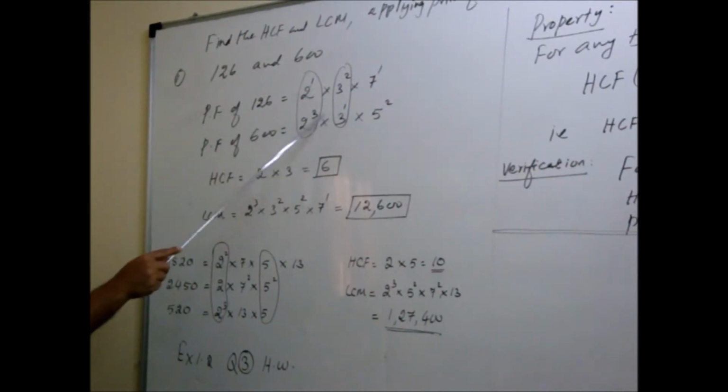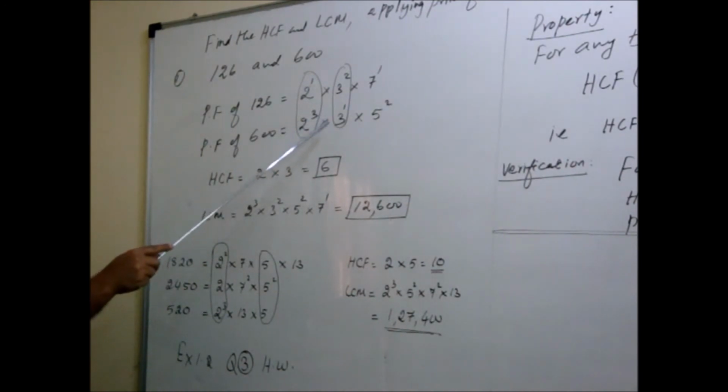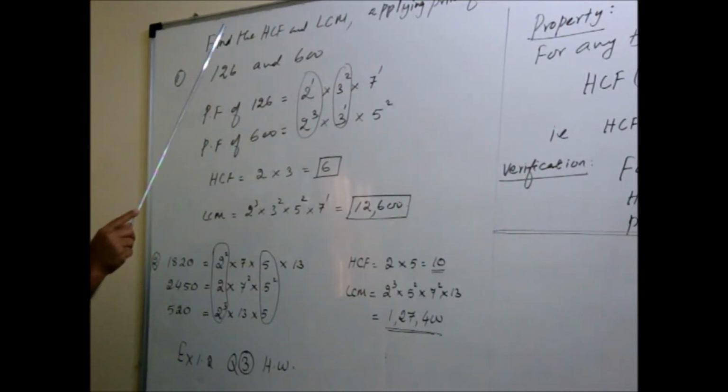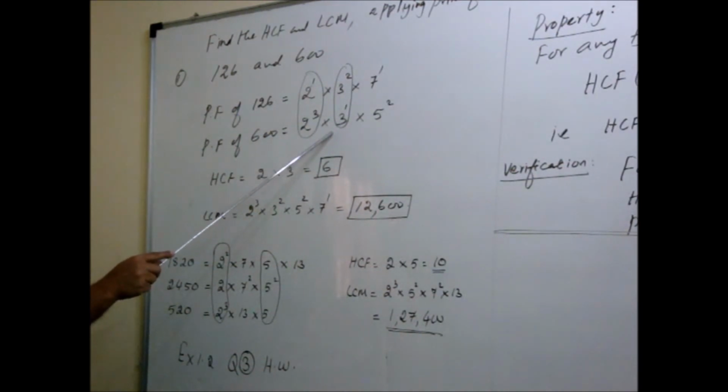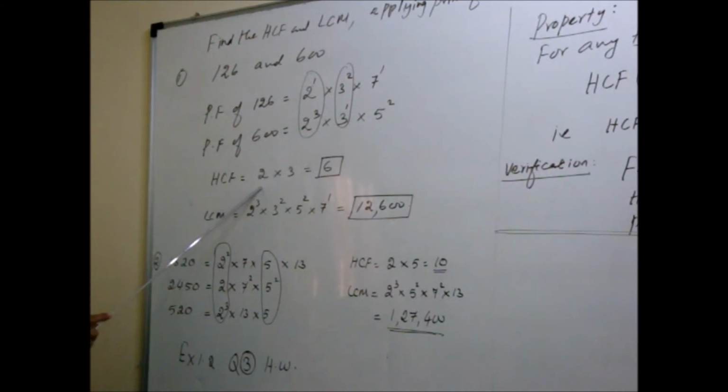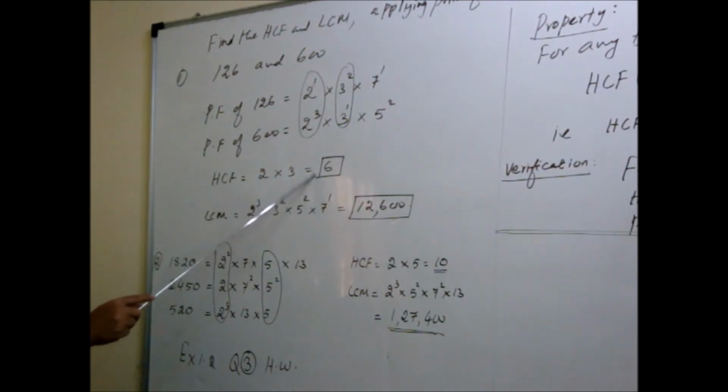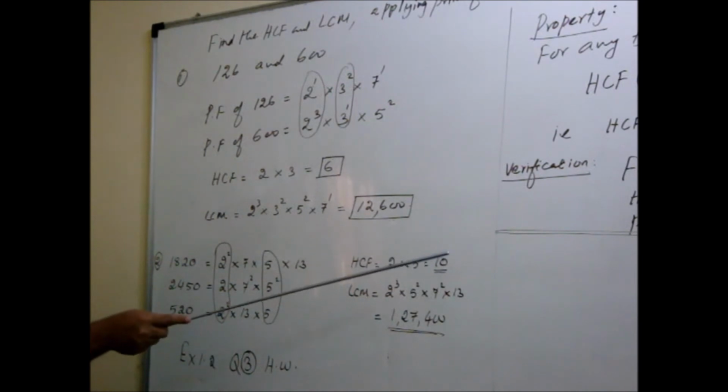So among the common prime factors, among the 2's, I take 2 power 1, and among the 3's, I take 3 power 1. So 2 power 1 into 3 power 1, multiplied, HCF is 6. Now you will understand that definition clearly.